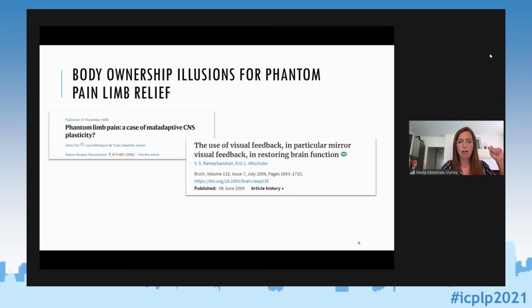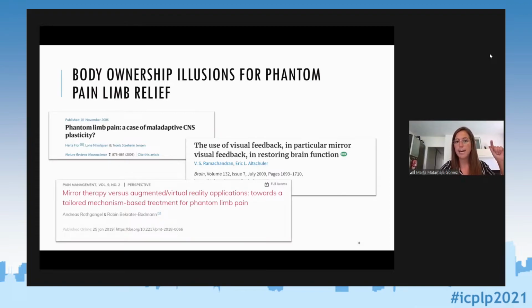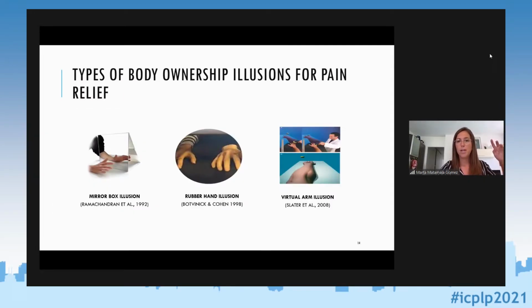I want to show you these review studies in which they argue that the use of body ownership illusions through mirrors, through rubber hands, and also with new technological developments such as virtual reality or augmented reality, by using these mechanisms, we can induce pain relief, normalize this maladaptive plasticity, and also modulate the distorted representation of the amputated limb in the brain, or the distorted representation of the damaged part of the body in the brain. Here I will show you the three main body ownership illusions that are currently used in clinical populations. The most used are the mirror box illusion and the rubber hand illusion.